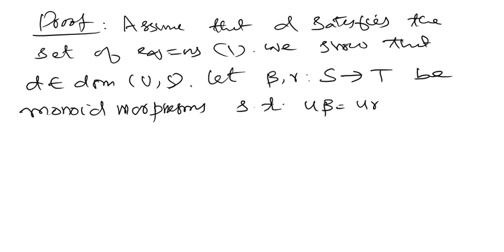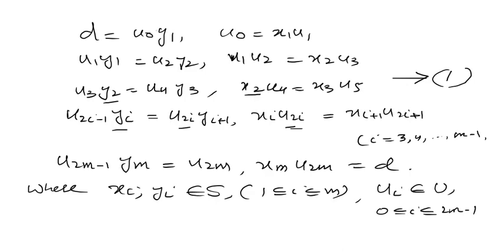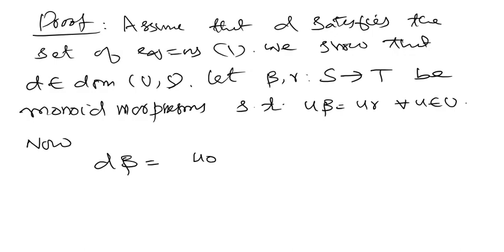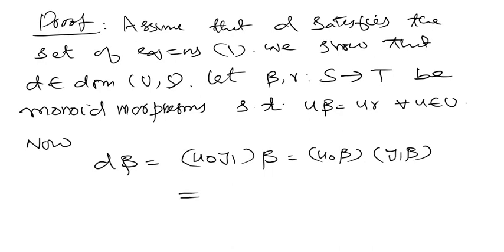Now let's find d beta. Because d satisfies the set of equations 1, d is equal to u naught y1, so let's substitute that value. D beta is equal to u naught y1 of beta. Now beta is a morphism, so it's equal to u naught beta and y1 beta, by equations 1. Now what's u naught? From the set of equations, u naught is x1 u1.